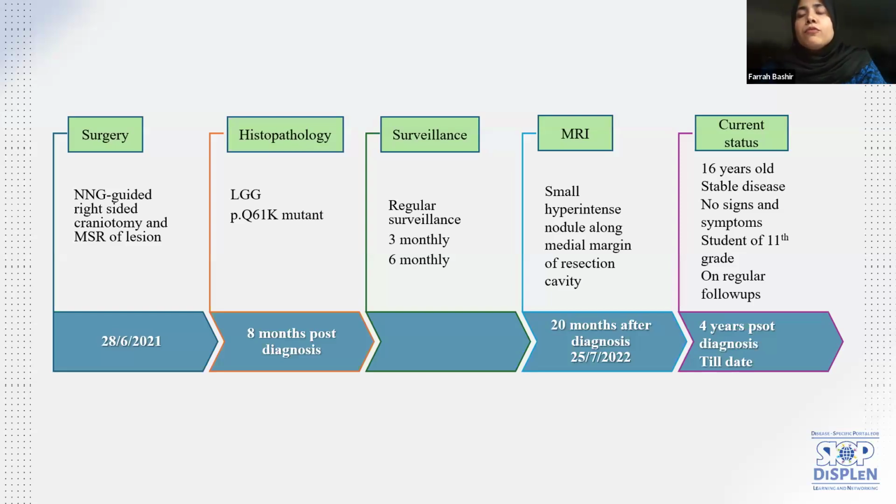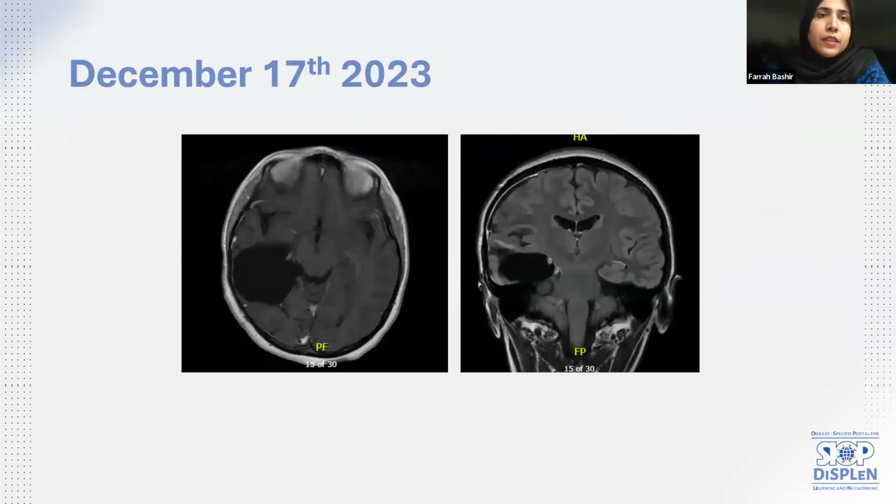The current status of her is that she's a 16 years old girl with stable disease. There are no signs and symptoms, and she is a student of 11th grade, and she comes for regular follow-up. So at 4 years post-diagnosis, she is doing well and stable. This is the last scan, which was done in December 2023, with a small enhancing nodule at the medial margin of the resection cavity. We are following the case. For the last 2.5 years after the surgery, she's doing well. That's from my side. Thank you so much.